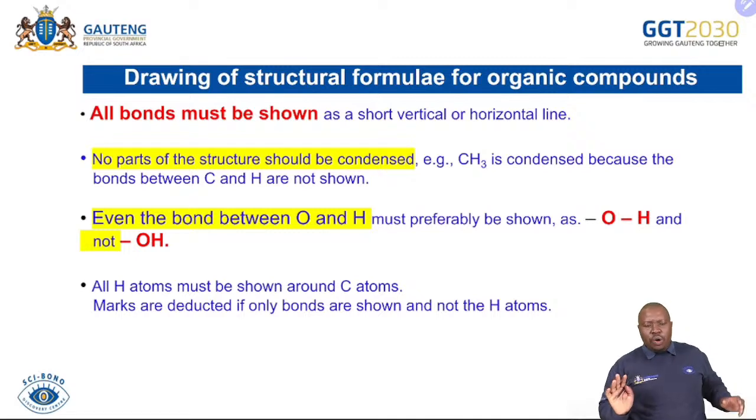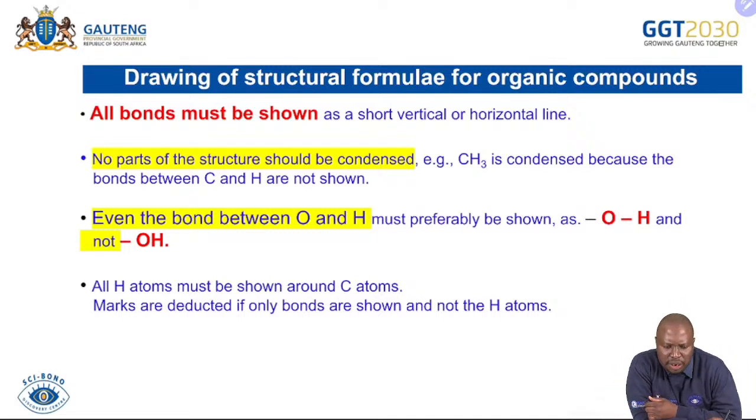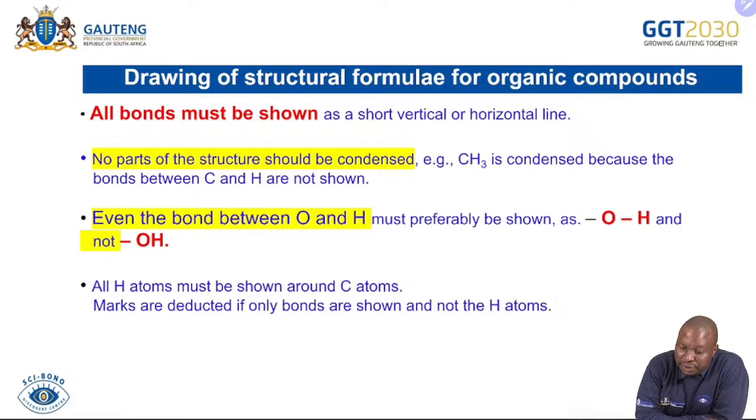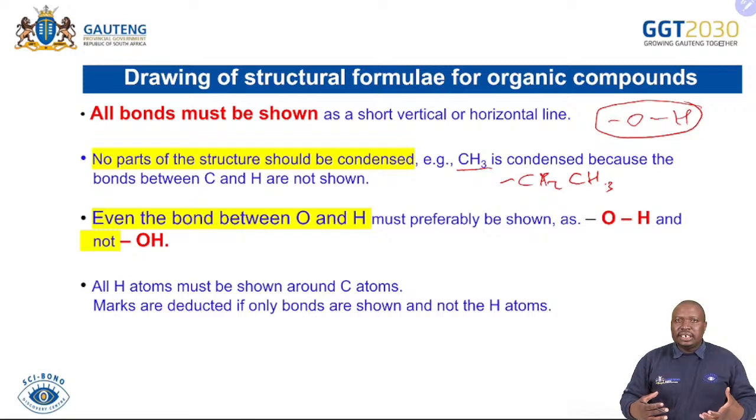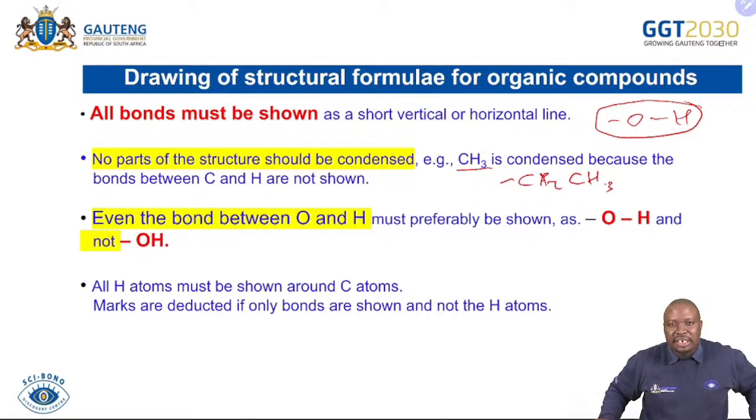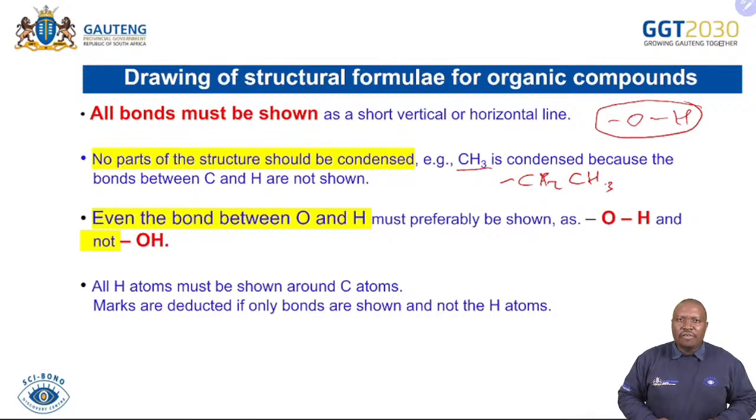Now, when you are drawing your structural formula for organic compounds, what you have to know is that all bonds, you have seen I emphasized even the bond between oxygen and hydrogen there, must be shown. So you show using either vertical lines or horizontal lines to show our bonds there, but all bonds must be shown. No part of the structure should be condensed. A condensed structure is when you are writing CH3, or you can write CH2, CH3 like that. This is condensed. So for structural formula, for technical science in grade 12, we are not dealing with condensed structures. We are dealing with structural formula, molecular formula, and general formula.